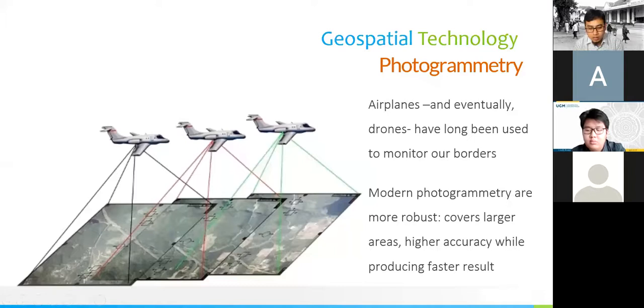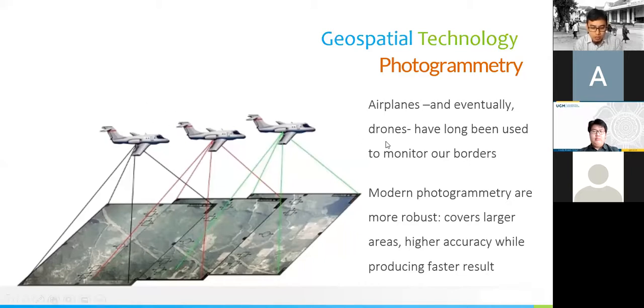And the third technology that I would like to discuss this afternoon is photogrammetry. This is also a very old technology. It dates back to the Second World War, where people used airplanes to photograph the enemy's area, and then they conducted the survey and built a map based on the photographs.